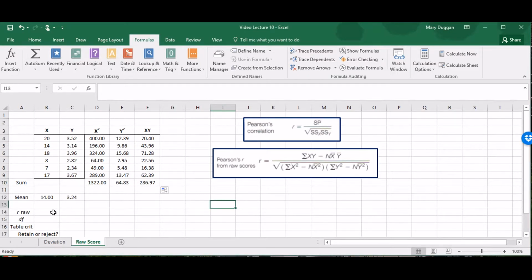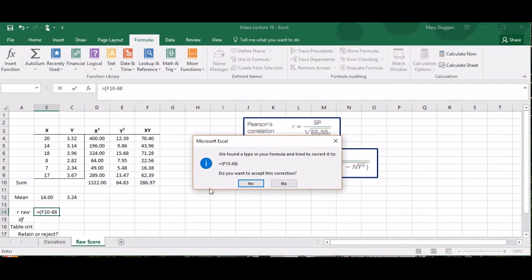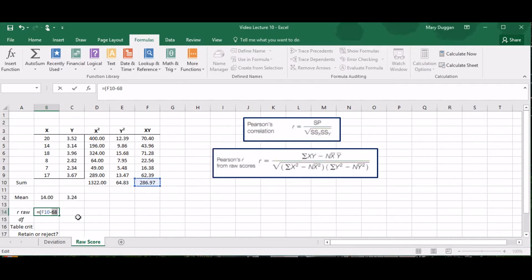So let's plug in our numbers, and you might want to do this in separate steps. I'm going to live on the edge and do it all at once. So I'm going to start with the equals, and I'm going to put the numerator in parentheses. It asks for first the sum of x times y, easy, minus, and then it's asking for our n, so how many scores do we have? In this case we have 6 scores, 6 times the mean of x times the mean of y.